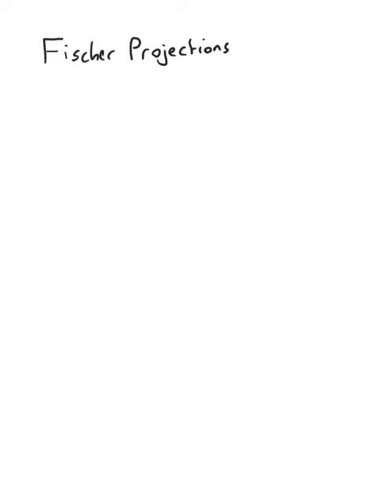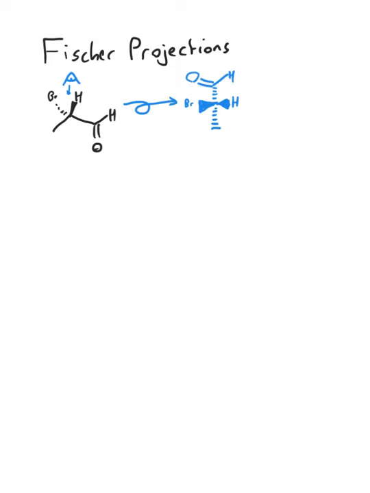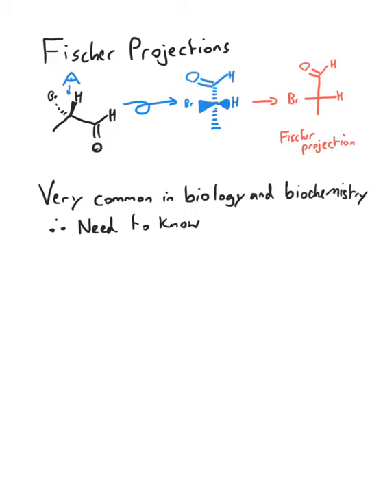This video is on Fischer projections. Fischer projections are a relatively common way of showing chiral molecules from a top-down point of view. They're not that common in chemistry per se, but they are very common in biology or biochemistry. So you need to know these.